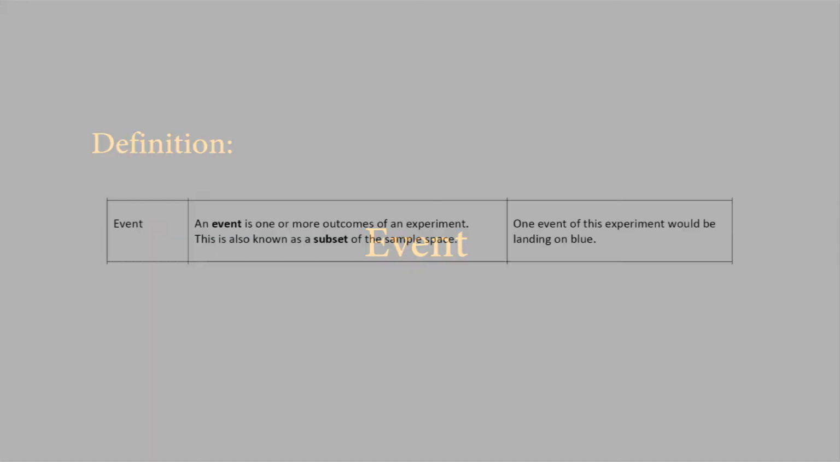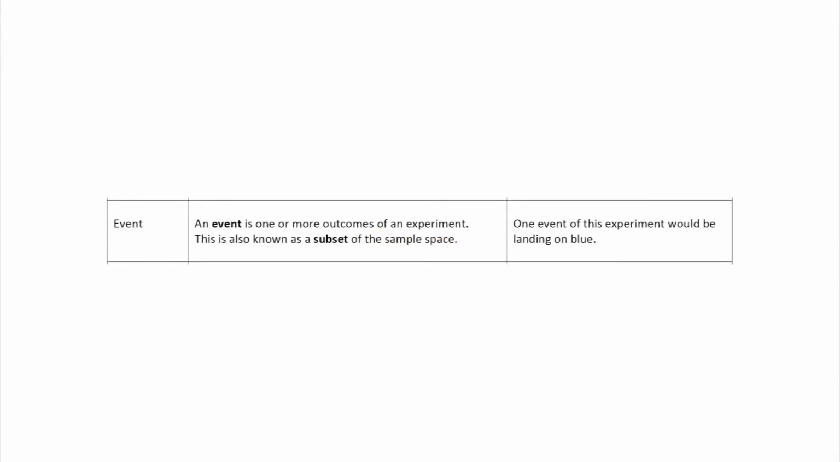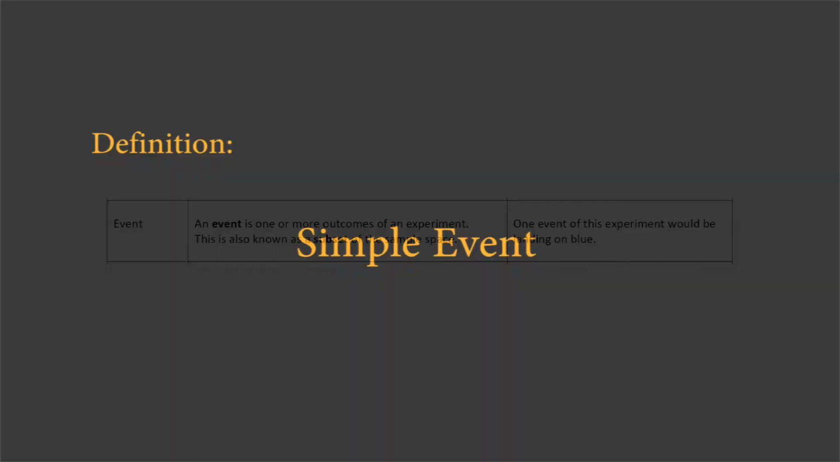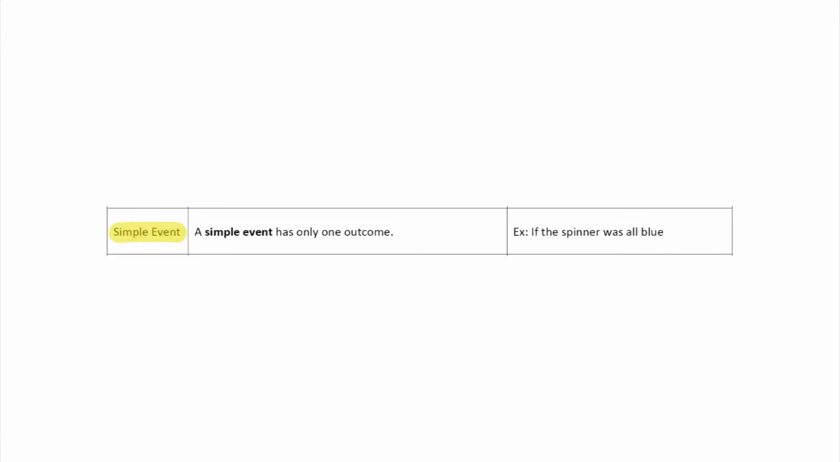An event is one or more outcomes of an experiment. This is also known as a subset of the sample space. One event of this experiment would be landing on blue. A simple event has only one outcome. If the spinner was all blue, then there's only one outcome that can happen. You don't encounter this very often.